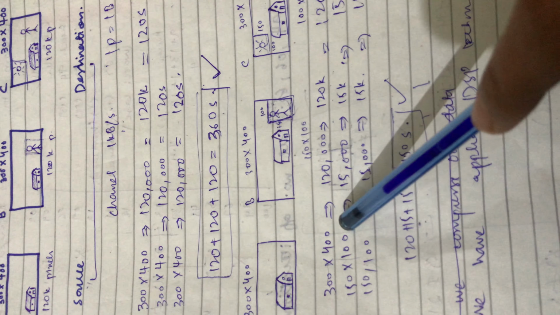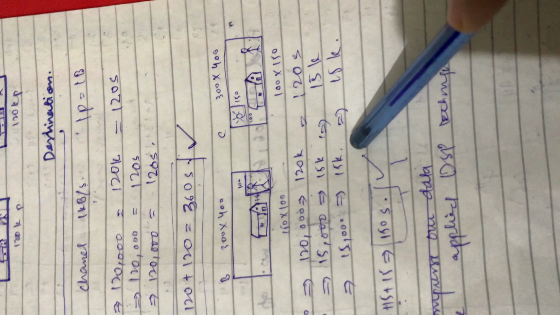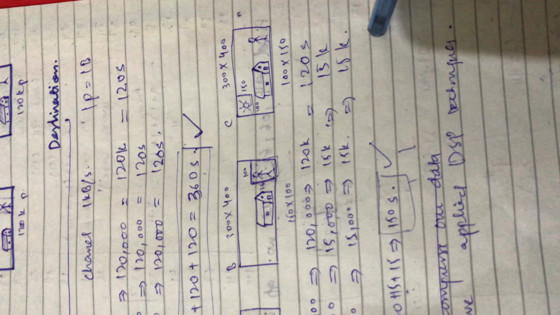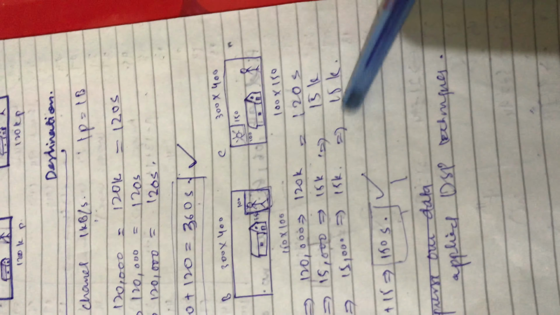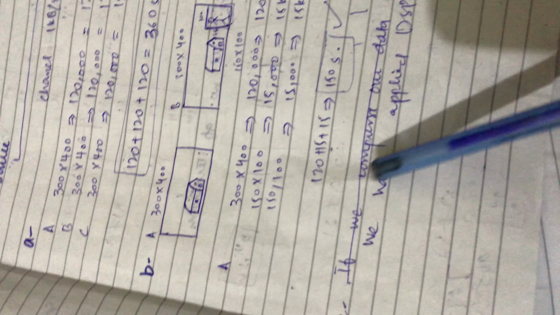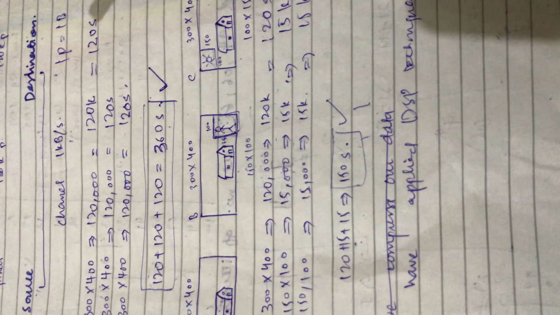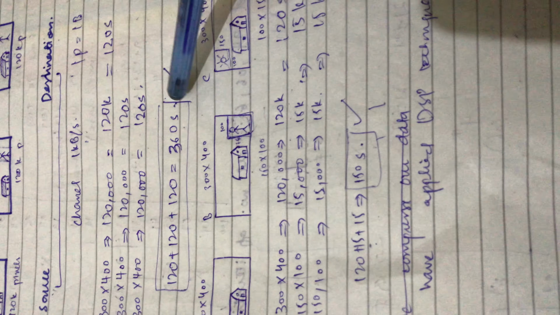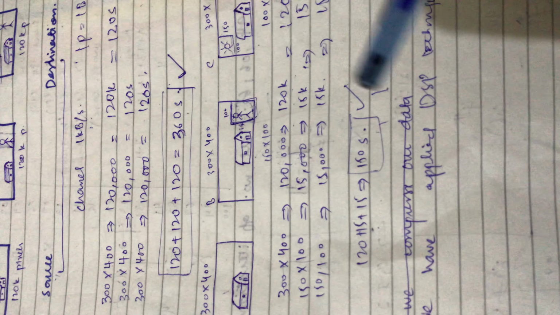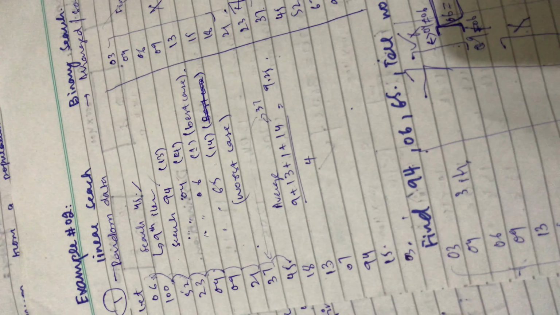So correspondingly we get 15k, which means it will take 15 seconds to transmit the second image, as well as the third image. By adding the three, we get 150 seconds. You can see that initially we were transmitting our data in 360 seconds, and now we have transmitted it in 150 seconds by simply applying DSP techniques.